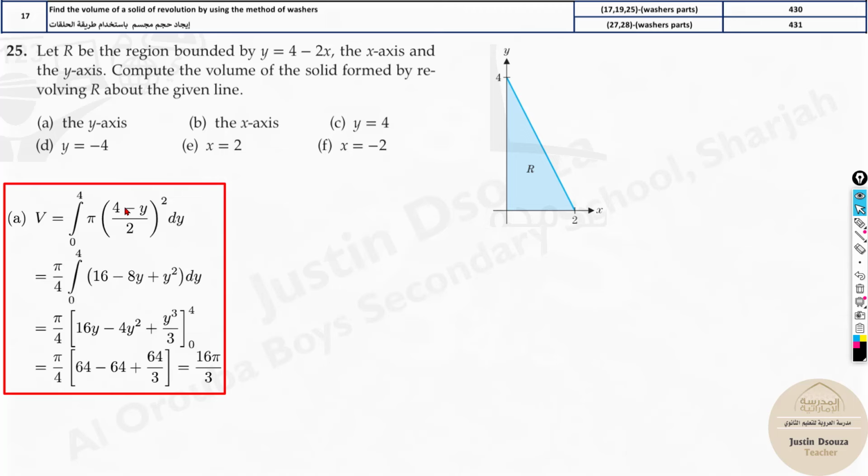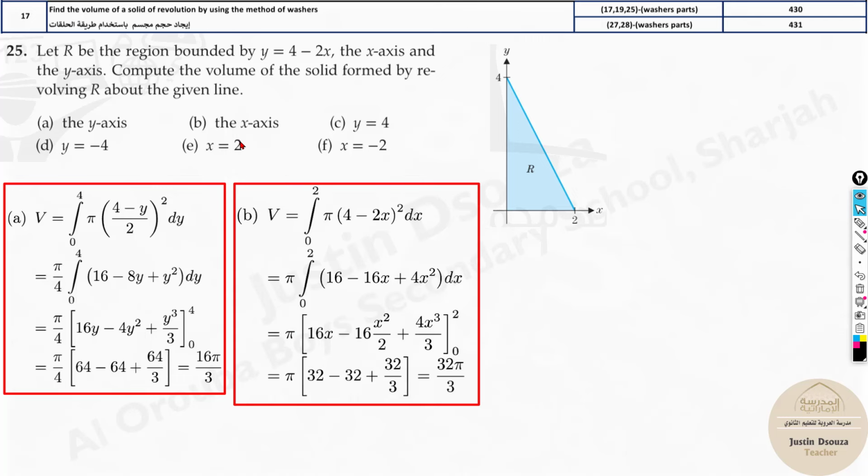Now here you can see some problems. This is a disk problem, but it is very important to understand with respect to what. If it's with respect to y, then whatever the equation is, you need to write it as x is equal to, this goes to the other side, 4 minus y divided by 2. So that is what is done. But if it's along the x-axis, then you take the same equation, pi into 4 minus 2x, the whole squared, as it is.